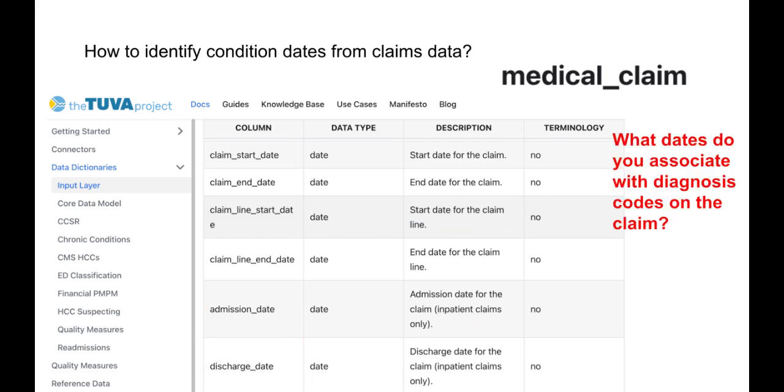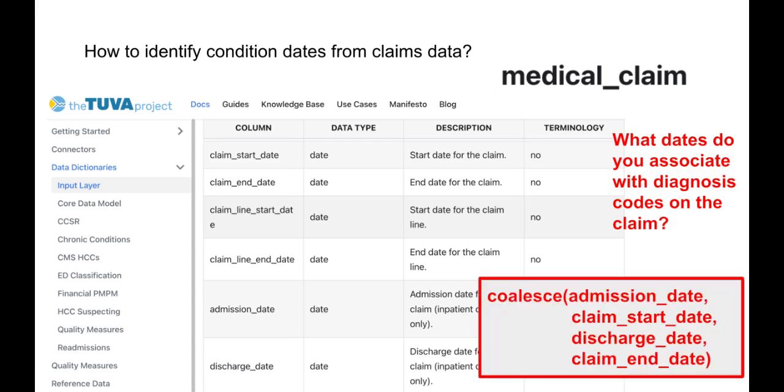So what dates do you associate with the presence of a diagnosis code on the claim for that patient? The way we do it in Tuva is we do a coalesce that looks like this. So we first look for the presence of an admission date or a claim start date, and only then we look for the presence of a discharge date or a claim end date.